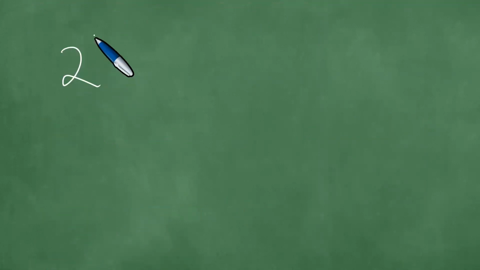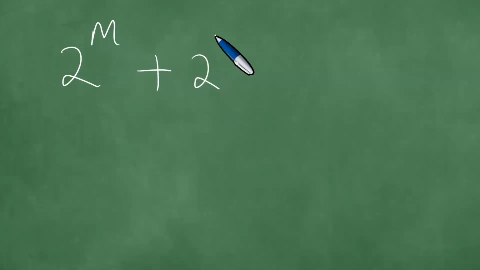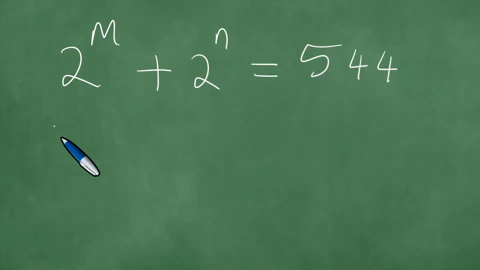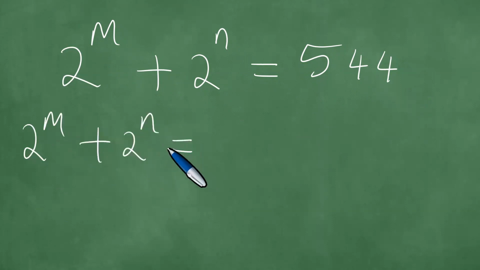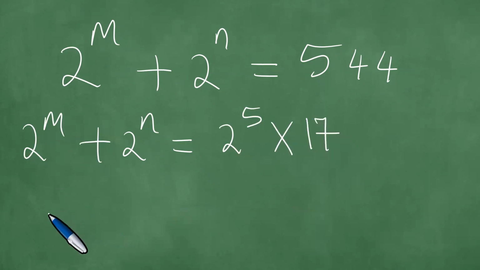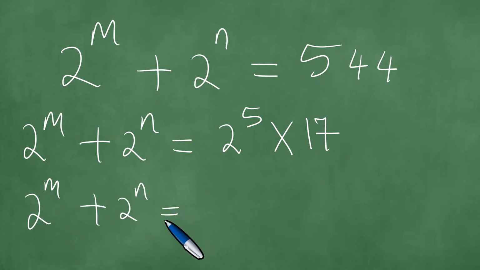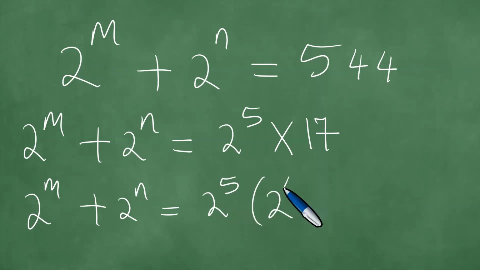We have 2 to the power m plus 2 to the power n equals 544. And this is 2 to the power m plus 2 to the power n equals 2 to the power 5 times 17. 17 is the same as 2 to the power 4, which is 16, plus 1. This is like 16 plus 1, which is 17.